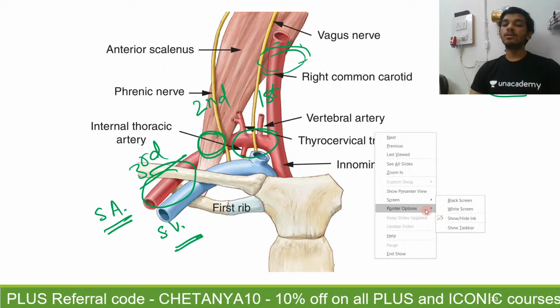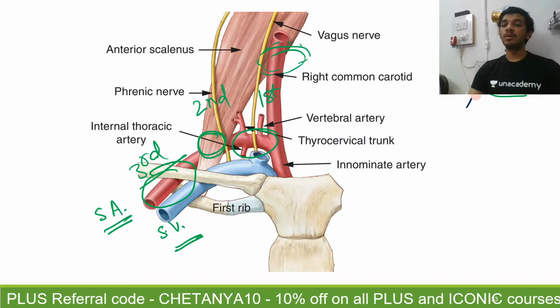And what else is going? The subclavian vein. Now, where is the subclavian vein going? It is going from the front. It is superficial, right? Because veins are superficial to arteries, right? तो बस ये याद रखना, anterior relation में क्या आ जाएगा? Subclavian vein. Posterior relation में subclavian artery. And you have to remember that the subclavian artery is present between the clavicle and the first rib.